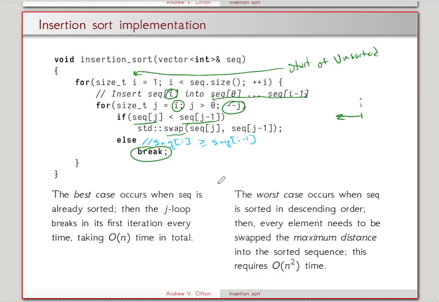So the best case is if it's already sorted, then the j loop just breaks immediately every single time. So we do O of n time in total to look through all the stuff there like that. The worst case happens if it's sorted in descending order. Then I have to drag everything down to the beginning, and that's going to take me O of n squared time to do that work there like that.